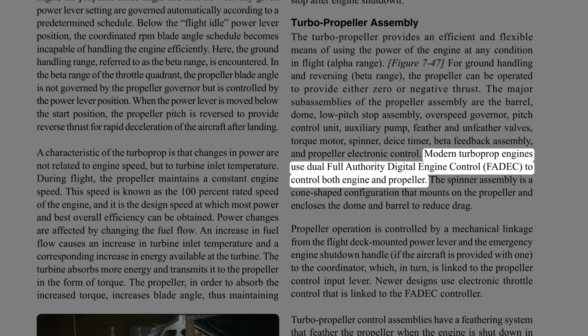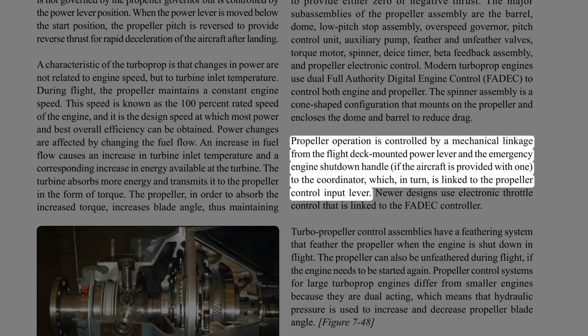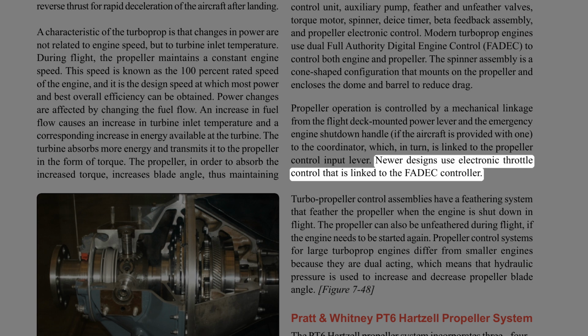Modern turboprop engines use dual full authority digital engine control, FADEC, to control both engine and propeller. The spinner assembly is a cone-shaped configuration that mounts on the propeller and encloses the dome and barrel to reduce drag. Propeller operation is controlled by a mechanical linkage from the flight deck mounted power lever and the emergency engine shutdown handle, if the aircraft is provided with one, to the coordinator, which, in turn, is linked to the propeller control input lever. Newer designs use electronic throttle control that is linked to the FADEC controller.